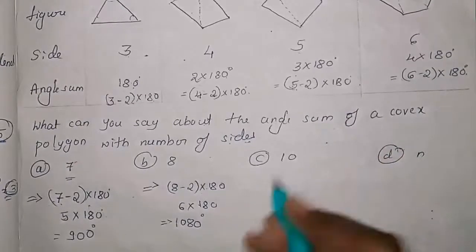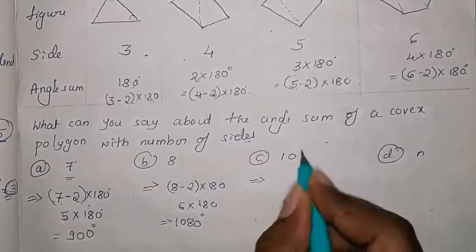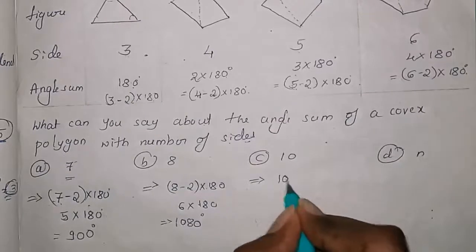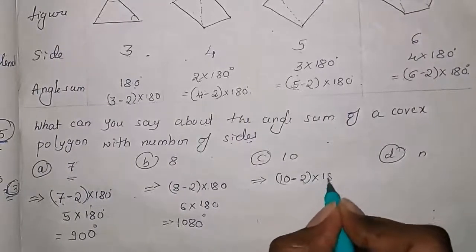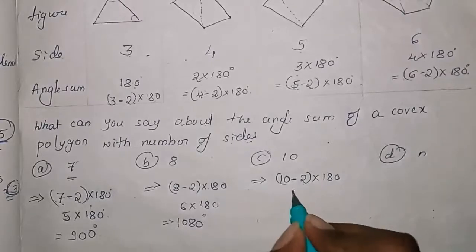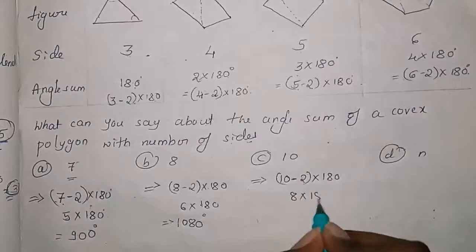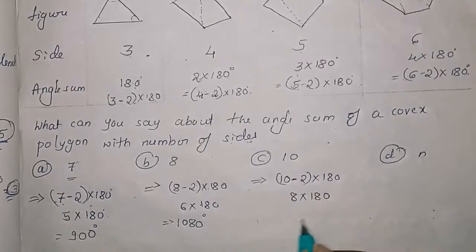And how to solve the third one? Just solve it yourself. As we know this is the number of sides, 10 minus 2 in the bracket into 180 degrees. So 10 minus 2 is 8, 8 into 180 degrees. So multiply. 8 zeros are 0. 8 eights are 64. Then 6 carry over.